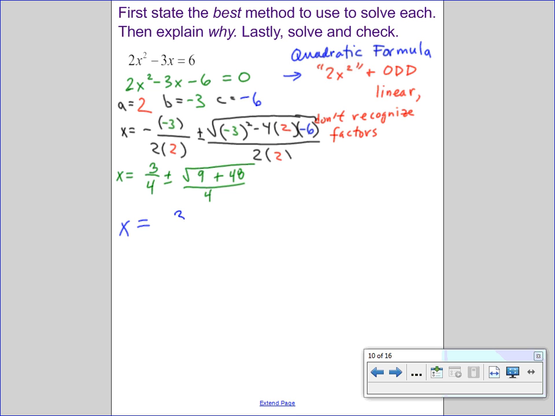So I'm getting 3 fourths plus or minus. And it looks like my radical here, 48 plus 9 gives me 57. 57 is prime, isn't it? Right. So it doesn't contain any further square factors. All over 4. So it looks like those are my final answers. These are two solutions. One is 3 fourths plus root 57 fourths. And one is 3 fourths minus root 57 fourths.